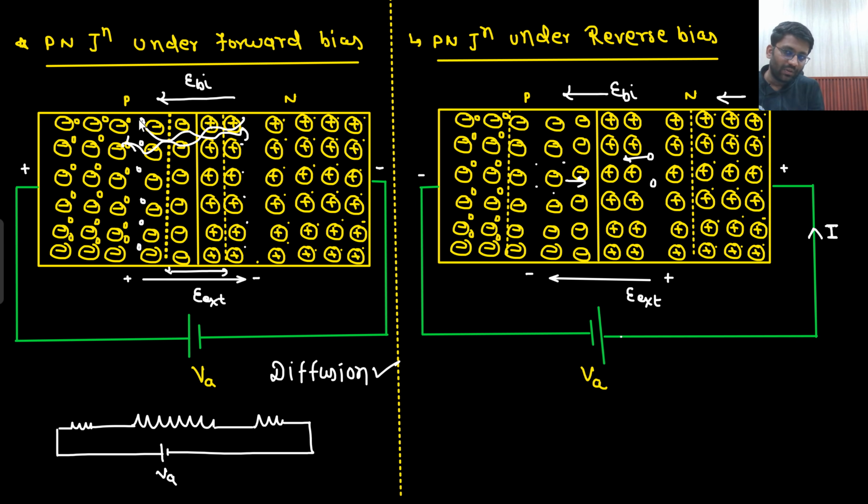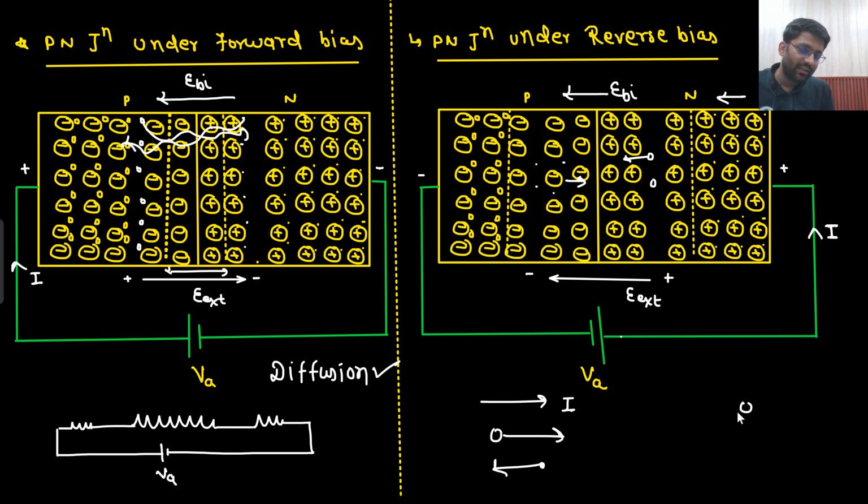Here what is happening? Holes are diffusing in this direction. Electrons are diffusing in this direction. What does that mean? There will be a current in this direction. Is that understandable to you? Holes are diffusing in this direction, and electrons are diffusing in this direction. That means the current will be in this direction only.